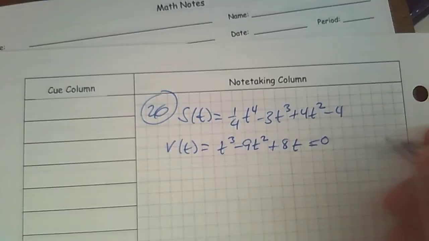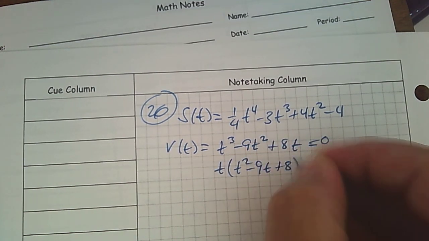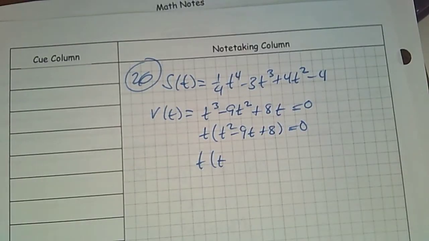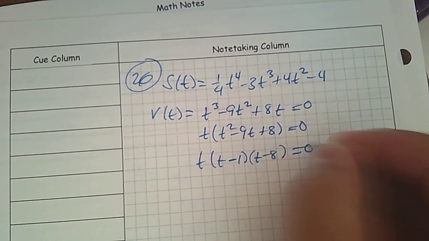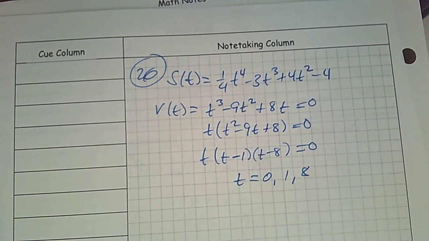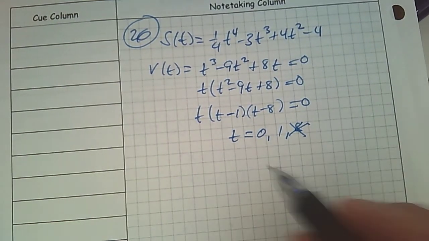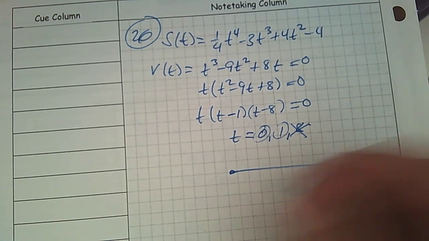So if I make that equal to 0, and then I factor out a t, and then I factor more. So that is a trinomial. So the two numbers that multiply to 8 and add to negative 9 are negative 1 and negative 8. So the answers I get are 0, 1, and 8. Now, for number 26, it says between 0 and 4 seconds. So 8 is out of my interval. So it's just 0 to 1. In fact, because I'm starting at 0, the 1 is really the only one that actually matters.